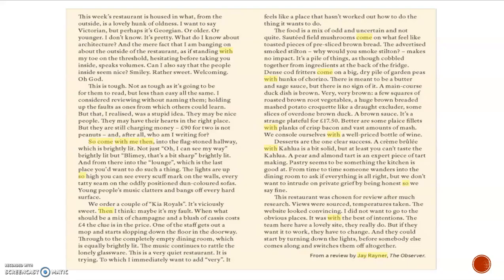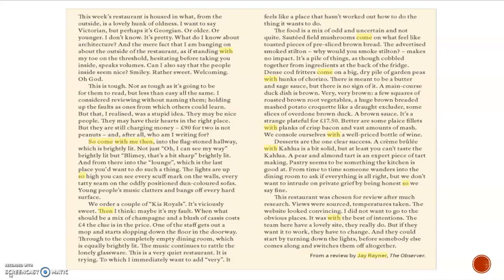And the next structural technique he used, in the second paragraph, you can see short sentences. Even in the first paragraph, in the fourth line, he says, I don't know, it's pretty. These are the short sentences he's using. And in the second paragraph, again, he says, this is tough. And in the fourth or fifth line, he says, they may be nice people.